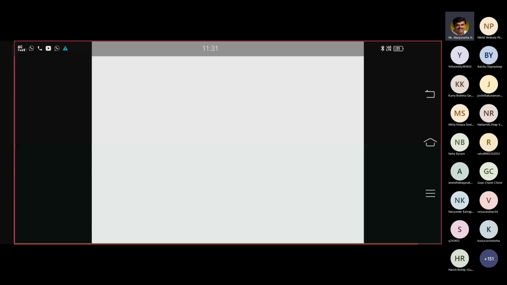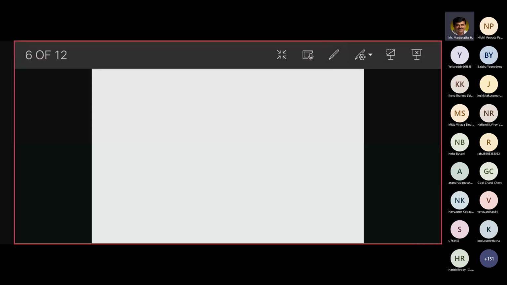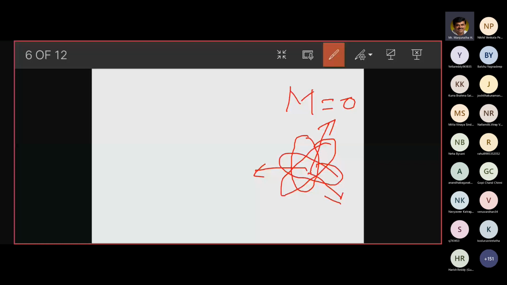I will show. So one electron will be going like this. It will have a magnetic moment like this. Another electron will be going like this. It will have a magnetic moment like this. Another electron will be going like this. It will have a magnetic moment like this. So the net magnetic moment will be what? 0. This is because of spatial quantization.